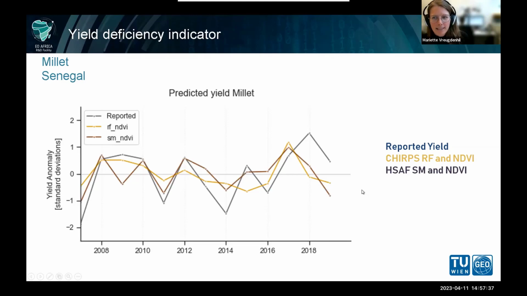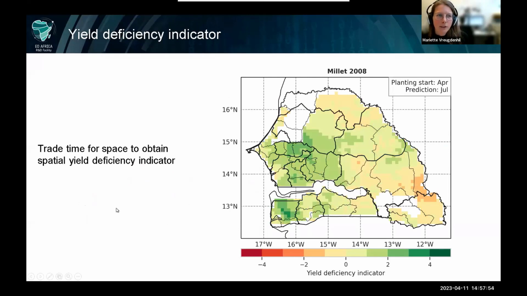Whereas if we replace the rainfall data with the soil moisture data, what we can see is that we much better capture these drought events, let's say in 2011 and 2014, but not in 2016. So what we can then do also is that we made this model and we can trade time for space. And so we can use this model that we made for Senegal.